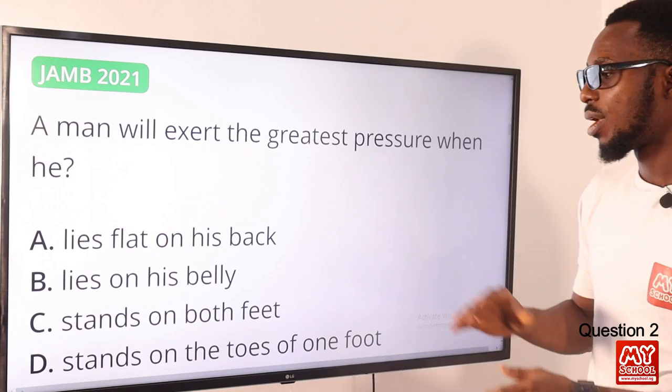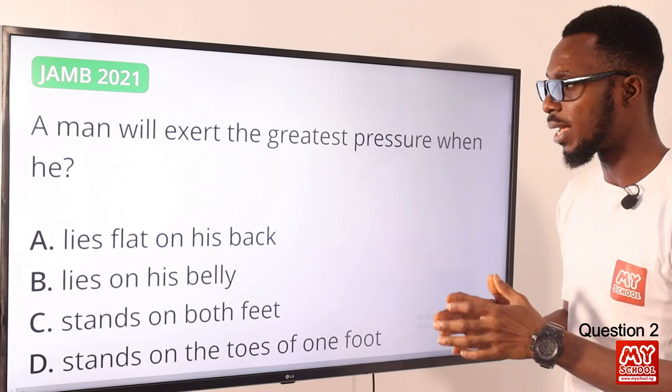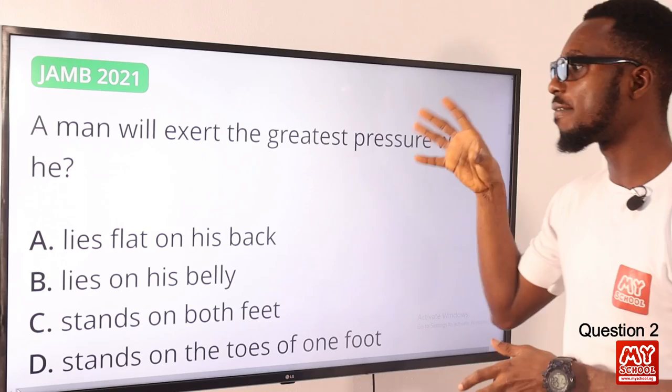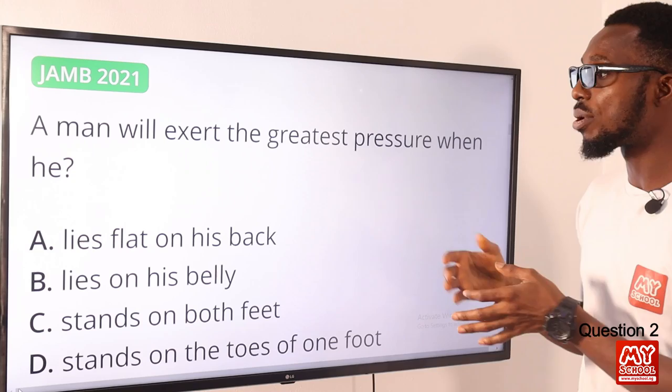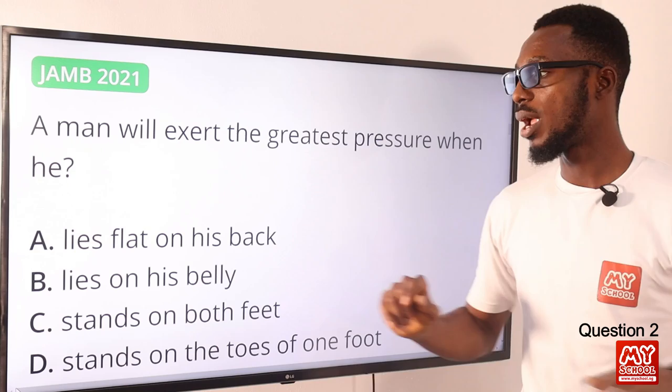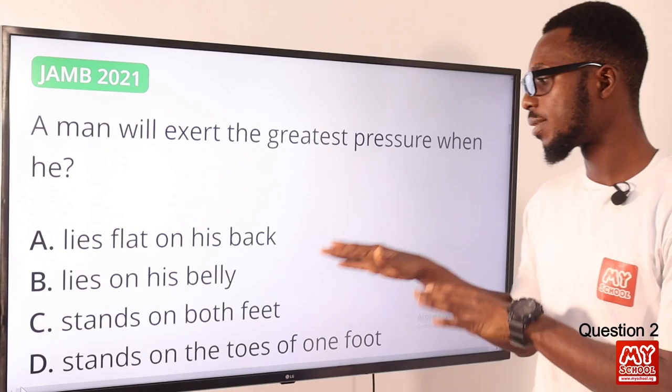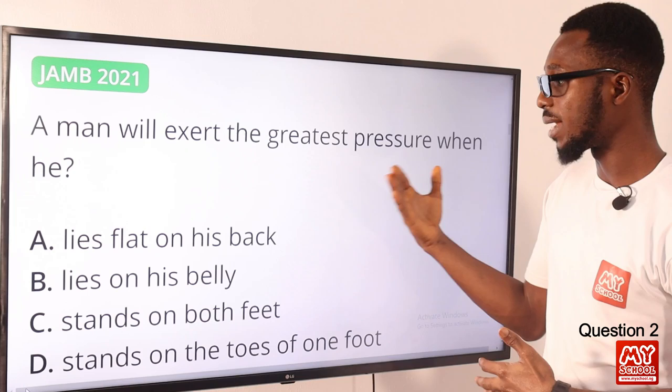So how do we apply this concept to what we have here? Let's see, when he lies flat on his back, that actually increases the area, so that will reduce the amount of pressure exerted. If he lies on his belly as well, we have much area available, so that will reduce the pressure. If he stands on both feet, we actually have higher impact regarding pressure compared to the first two.